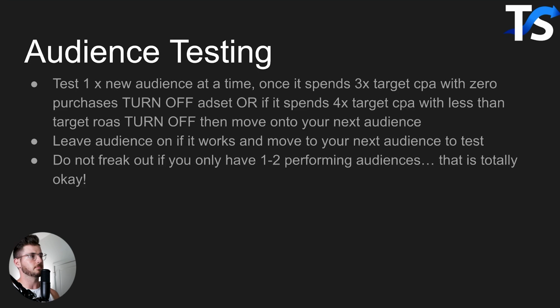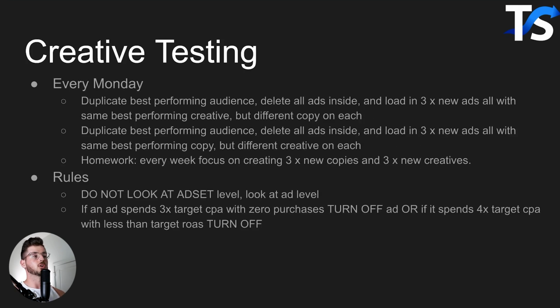So going to audience testing now. Oh, and by the way, let's go back to rules for creative testing. Do not look at ad set level return on ad spend. Okay. You need to grill that into you. When you're testing creative or copy, do not look at ad set level ROAS, because it will mess your mind up. You want to look at the ad level. At the ad level, if an ad spends 3 times target CPA with 0 purchases, turn it off. Or if it spends 4 times your target CPA with less than target ROAS, turn it off.